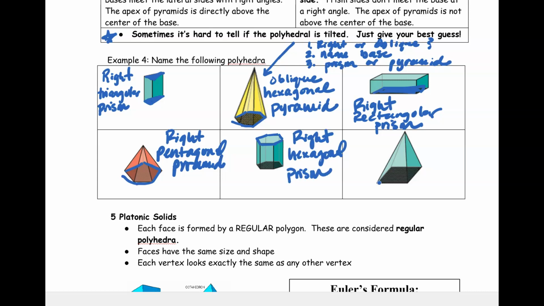And then last, it looks like a square base. If you're not sure, you can call it a rectangle, which is fine, because remember, all squares are rectangles anyway, so you can't go wrong there. So I'm just going to write down square, and then it looks like this is tilted, so I'm going to say oblique. But again, if it's hard to tell, you could probably argue right, but it looks tilted to me. So oblique, square, and then pyramid.